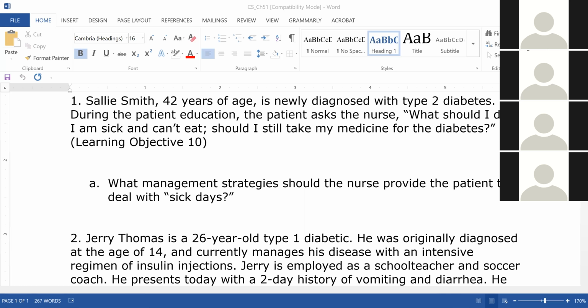So if they're coughing, you want to see if it's productive, right? What kind of color, consistency, make sure there's no blood in it. So those are things we want to look at.